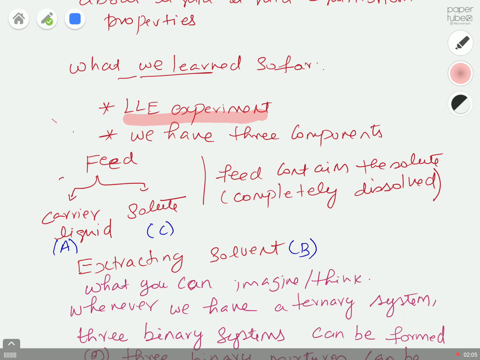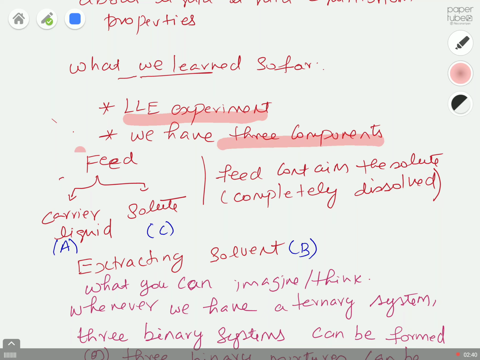But in this lecture today we are going to think a bit more than that. In the previous experiment, all you can think is that you have two phases. One we named as extract, and another one we called raffinate. In this one we are going to add a few more things to this particular experiment. So I'm just going to mention how the different components are involved in the liquid extraction experiment. Clearly you have three components.